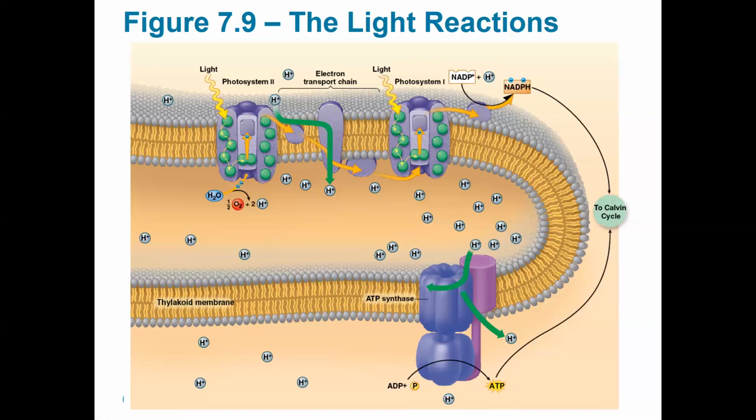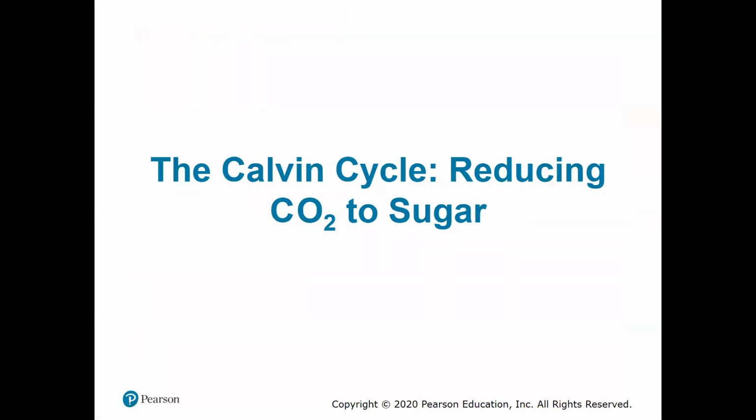So where the goal of cellular respiration was to create a lot of ATP, that's not the goal of photosynthesis. The goal of photosynthesis is to create sugar. So we now have to go to the second part, which is the Calvin cycle, to create our sugar molecules.